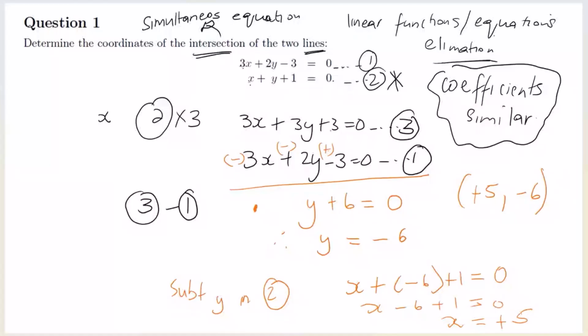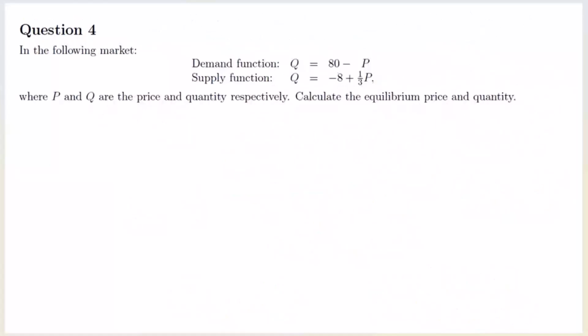Let's look at this. The demand function and the supply function. These are the two, where P and Q are price and quantity respectively. Calculate the equilibrium price and quantity. This is also presenting a linear function. Equilibrium is when you are looking for the point. It's like looking at the points of intersection. That's equilibrium.